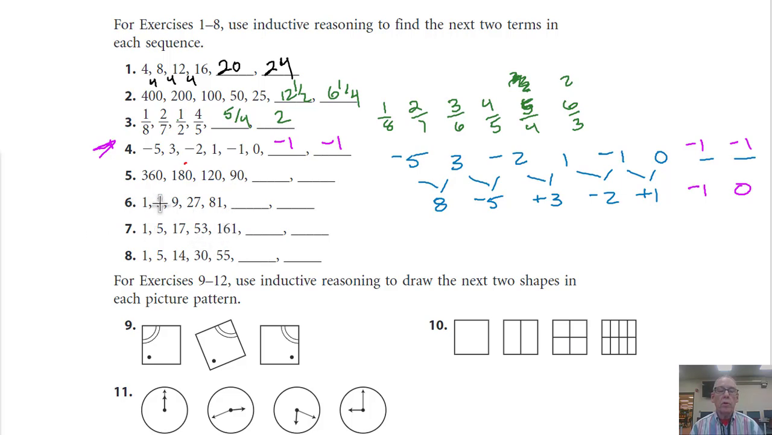Let's see what's going on with this one. 360 down to 180 is a 1/2, but then 180 to 120 is a down by 60. And then we're going down by 30. So let's see.